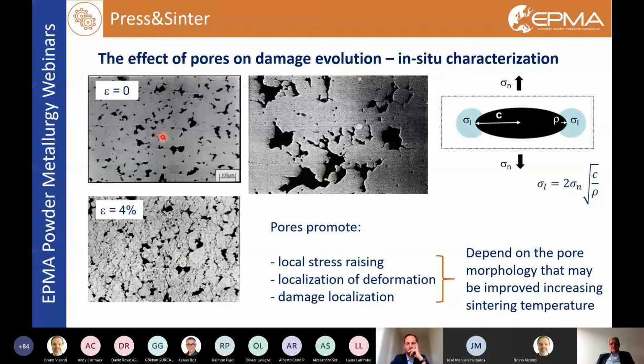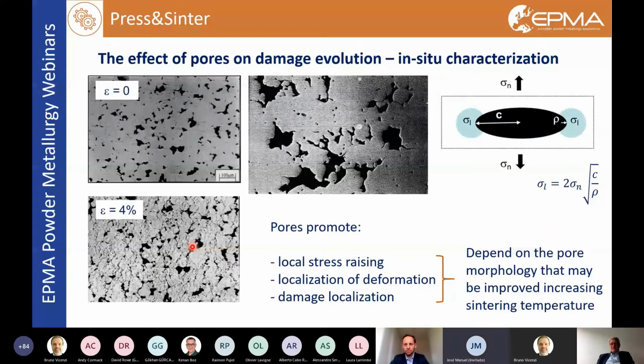This is the image at the beginning of the test, and this is the image when we reach 4% of tensile elongation, which means we are in the plastic field. And you can observe that in correspondence of the pores, and in particular of the edge of the pores, we have some small cracks and some deformation that is promoted by the pore. And this figure better shows that we have cracks.